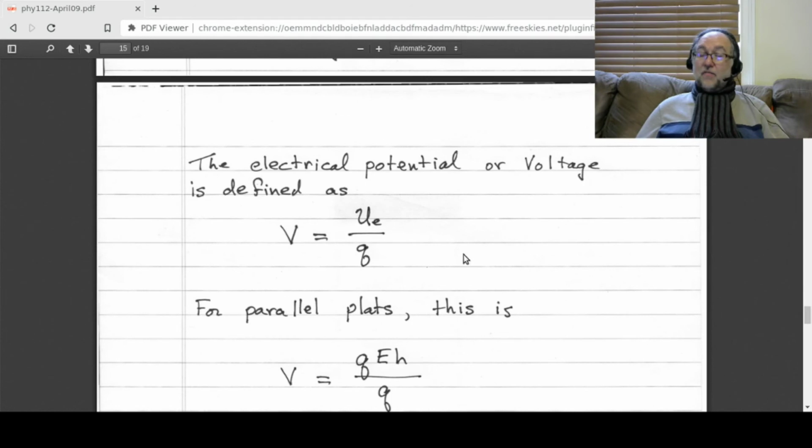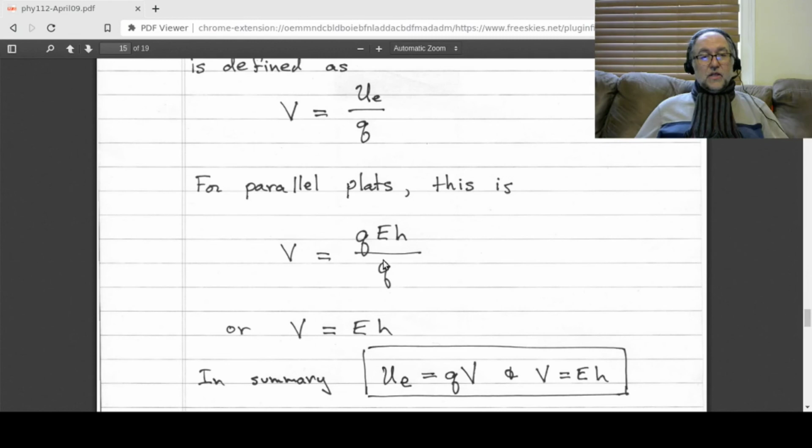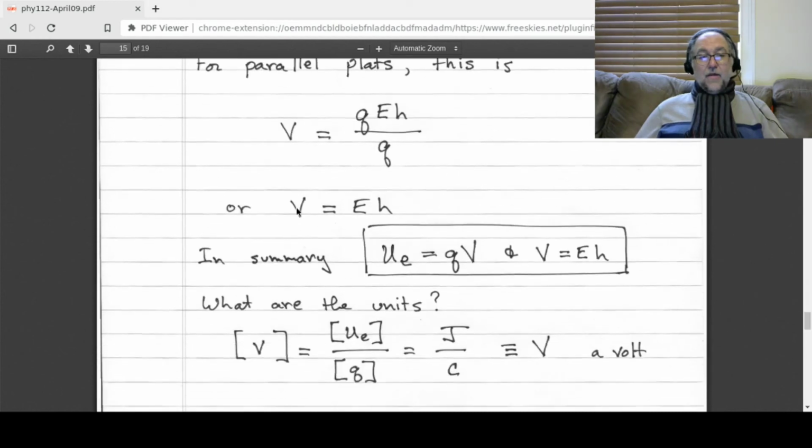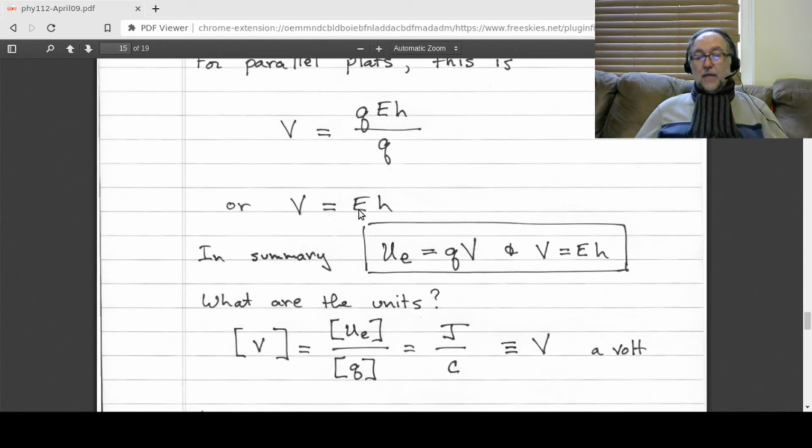Now this is a general definition and it's used everywhere, but unless you want to start pulling out vector calculus, the easiest place where you can actually apply this is to the parallel plates, because everything in the parallel plates is simple because the electric field is a constant, just like with gravity. g, the acceleration due to gravity, is a constant. So for the parallel plates, this formula reduces to V is equal to QEh divided by Q. The Q's cancel, and you just get that V is equal to E times h.